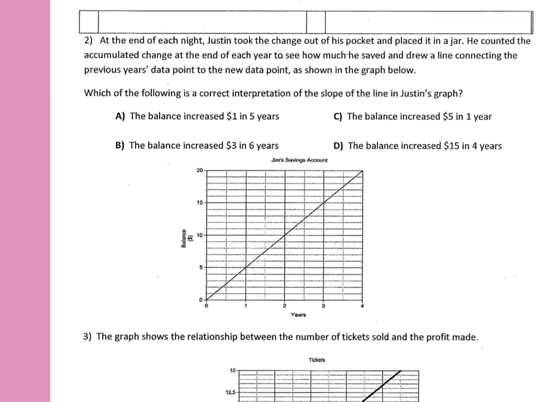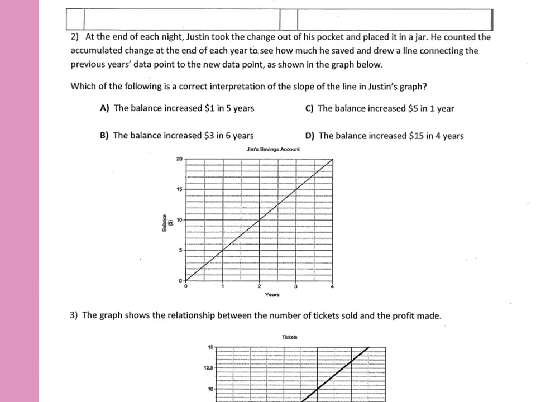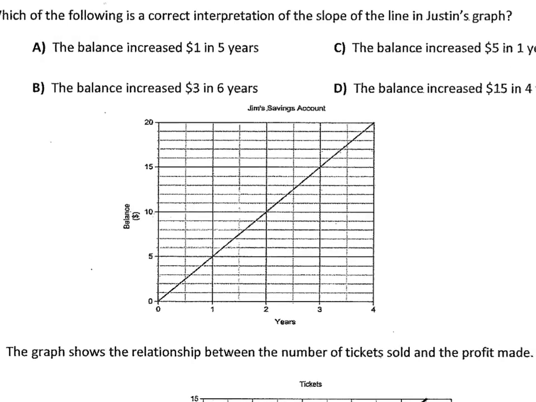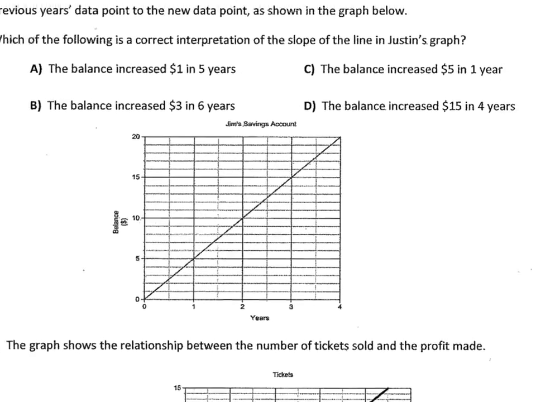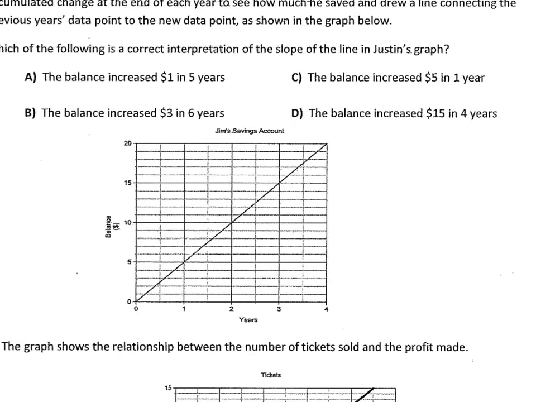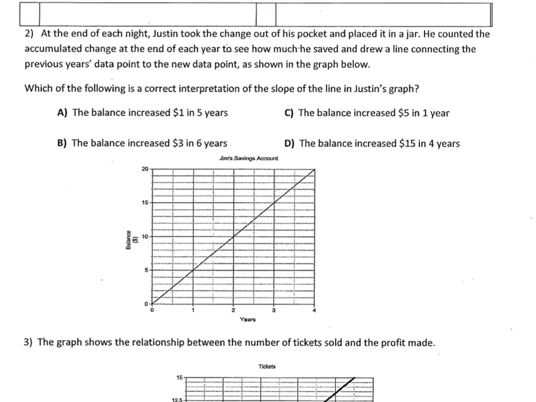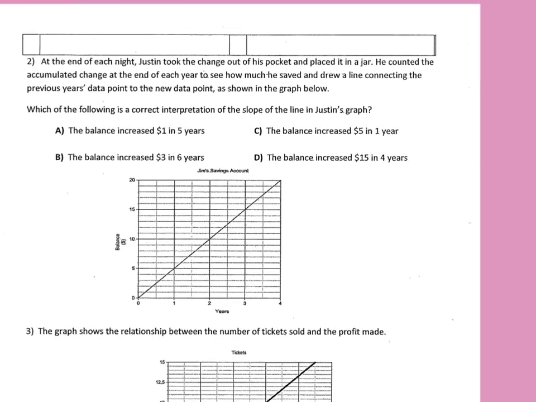So on your graph, let's find a good point, and then we can see what the change in y or the change in x is. So there's a point there, there's a point there, there's a point there. I would look at the smallest one so you don't have to reduce. Jalen, what did you get? Good, because our change in y was 5 over the change in x, which was 1. So 5 over 1. So that means the balance increased $5 in 1 year.